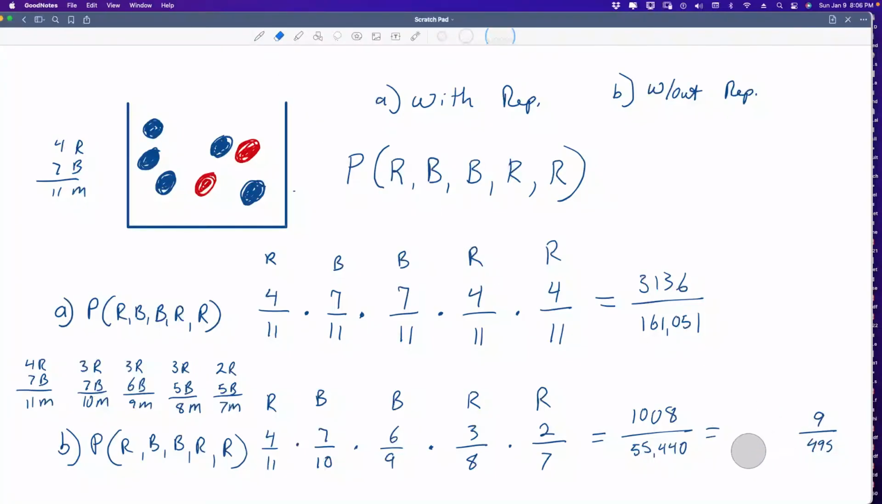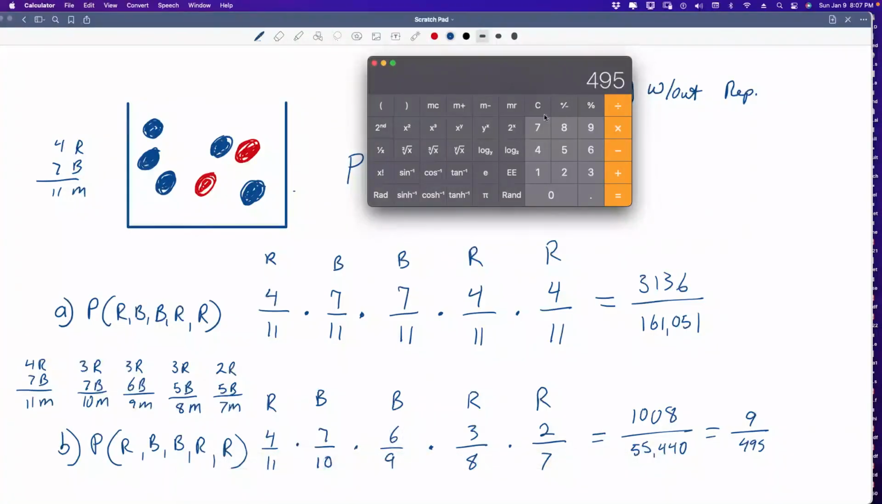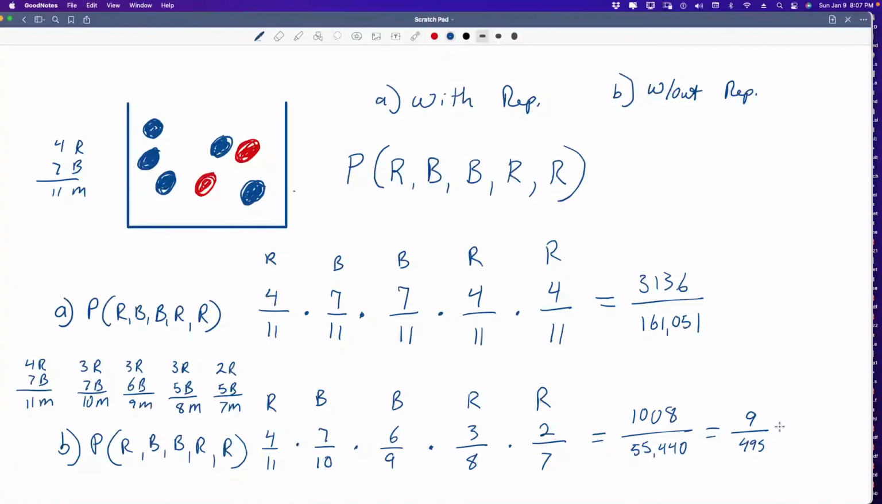So our chances of getting this draw without replacement is 9 out of 495. That's slim pickings. That's a small chance, right? And actually, I think this could be divided by 9 too. Let's try that. So you have a 1 out of 55 chance of getting this draw without replacement.